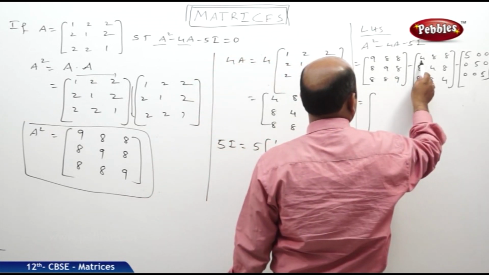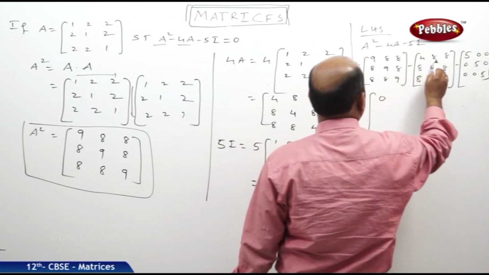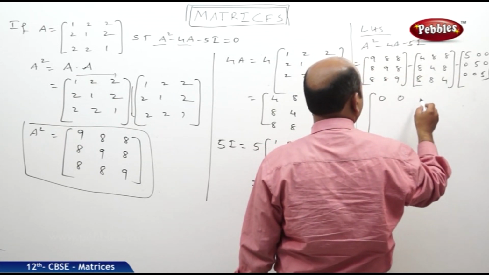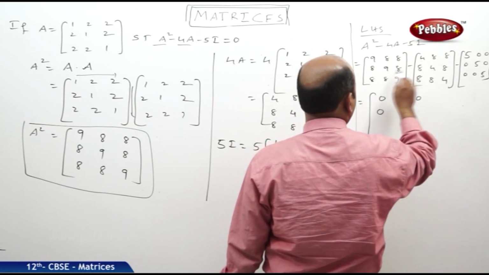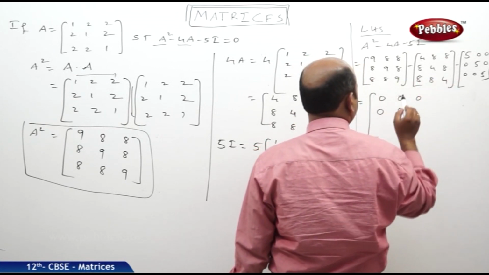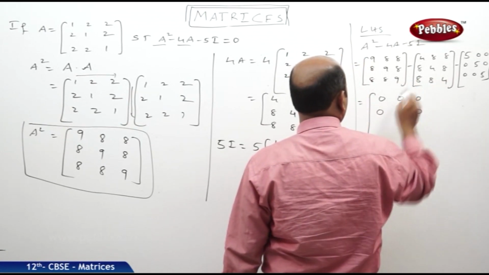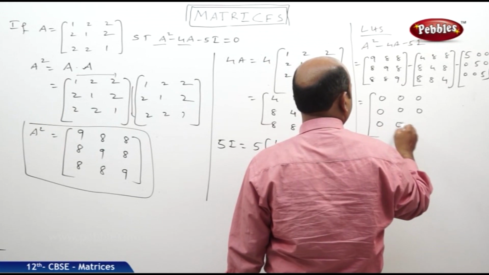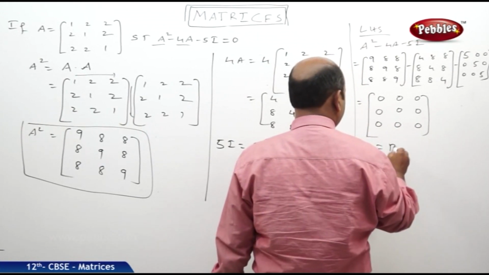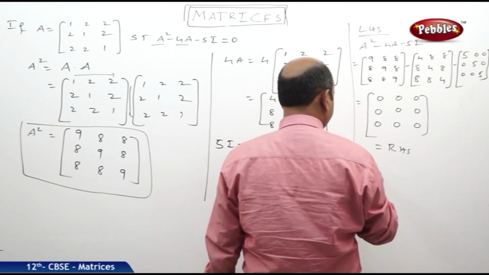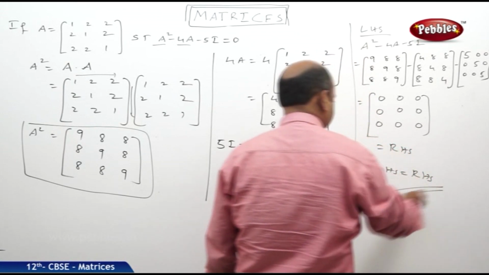I think 9 minus 4 is 5, 5 minus 5 is 0. I am very happy here. 8 minus 8 is 0, 0 minus 0 is 0, and here also 0. So 0, 9 minus 4 is 5, 5 minus 5 is 0, 8 minus 8 is 0, 0 minus 0 is 0, and here also 0, here also 0, and here also 0. So this is nothing but our RHS. Therefore LHS is equal to RHS.